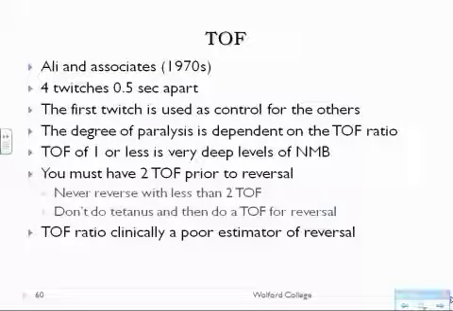The first twitch is used as a control for the others, and the degree of paralysis is dependent on the train of 4 ratio. A train of 4 ratio of less than 1 is a very deep level of neuromuscular blockade. You're looking at 90% blockade or more. You must have at least 2 twitches on train of 4 prior to reversal, and never reverse with less than 2. Don't do tetanus and then do train of 4 for reversal, because you're basically doing post-tetanic potentiation. And you may actually be very fooled by that.